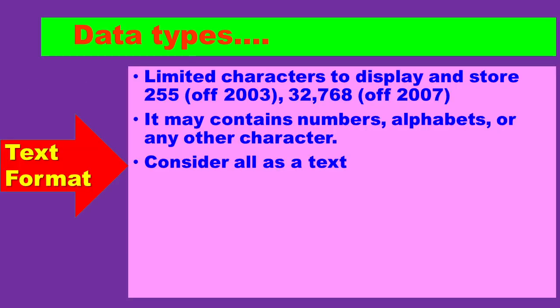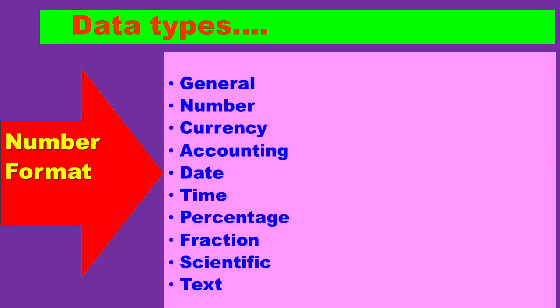When you go to the text format, it is simply text. It may be numerical or alphabetical, like A, B, C. You have to consider all of these as text, because they are considered text and can never be edited or added as a number.